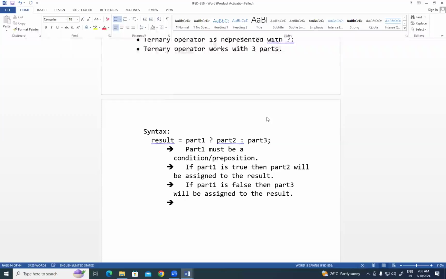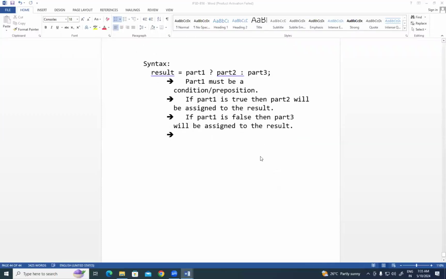Let's go ahead and see an example. Example 1. Guys, try to understand here. What's example 1?